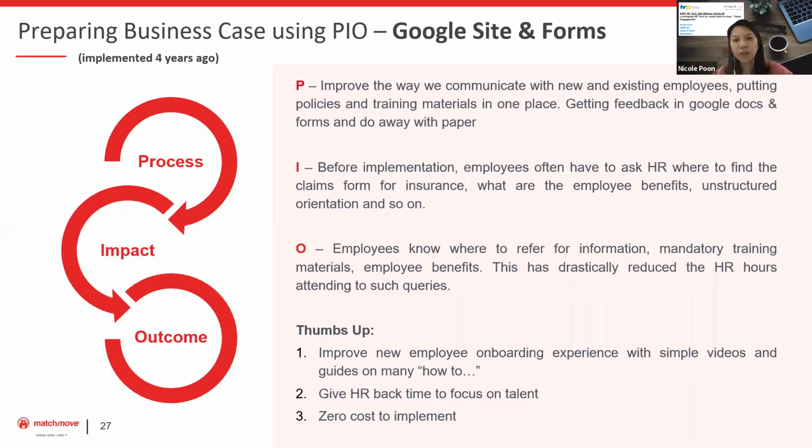Prior to implementation, so much time was spent by employees constantly and persistently asking HR questions like, where to apply leave? Where can I find this? Where is the XYZ document? What does MatchMove stand for? We typically spend about 30 to 60 minutes a day just manually directing people to the right forms, the right channels, the right people. And a lot of time is being wasted here.